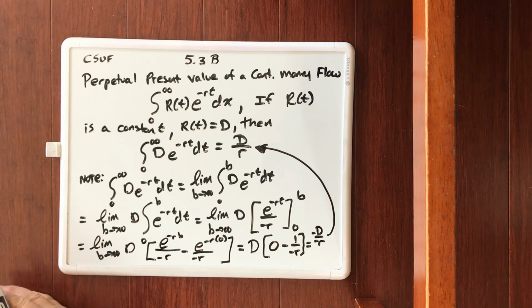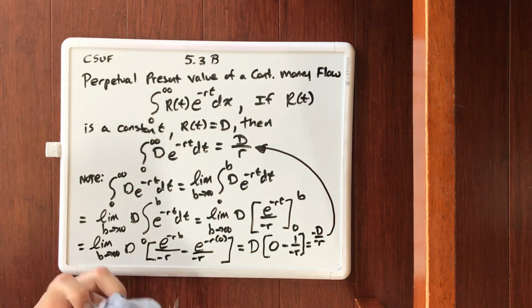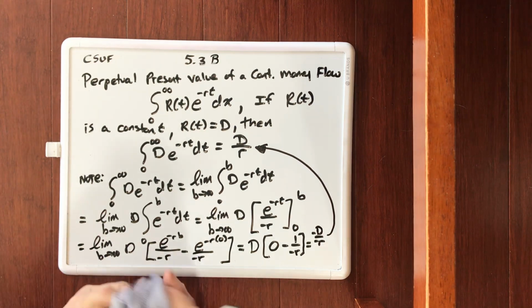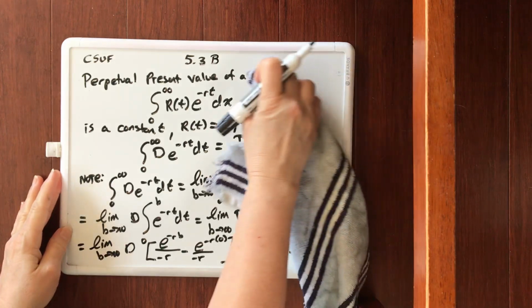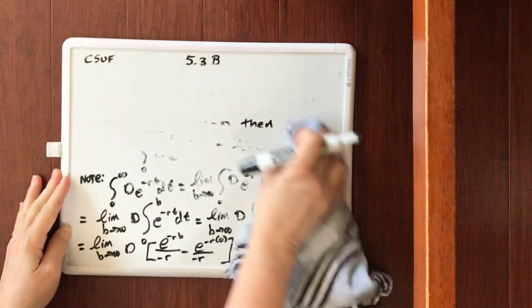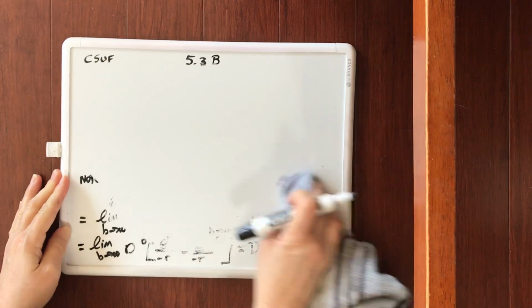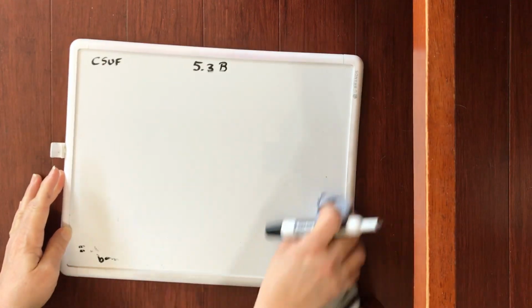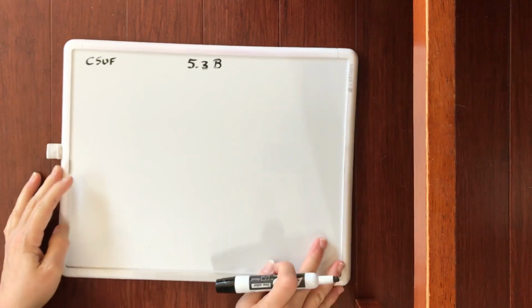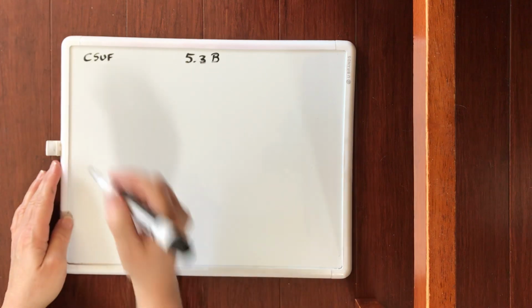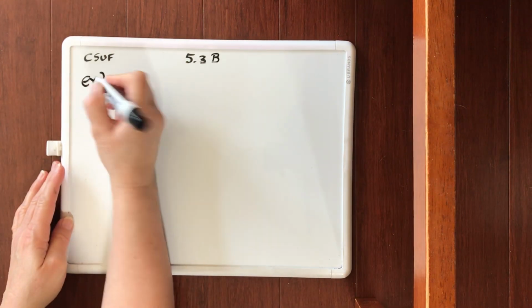Okay, very good. So now let's apply d over r so you can see how it's used. And this is really cool. I know I keep saying that because it really is, and it's something I wish I would have known a long time ago. So this is great that you're learning it now. Okay, so here's an example.